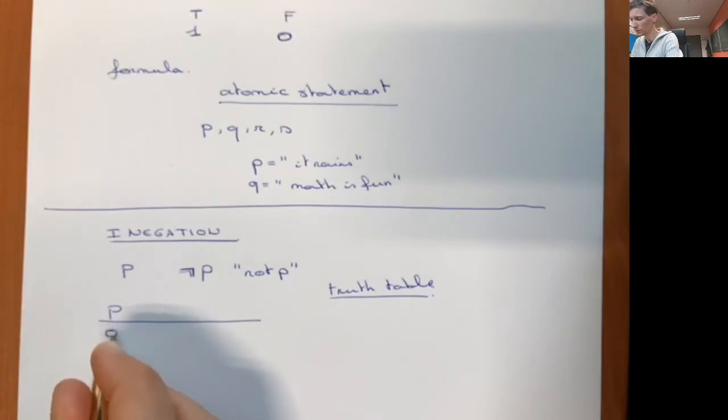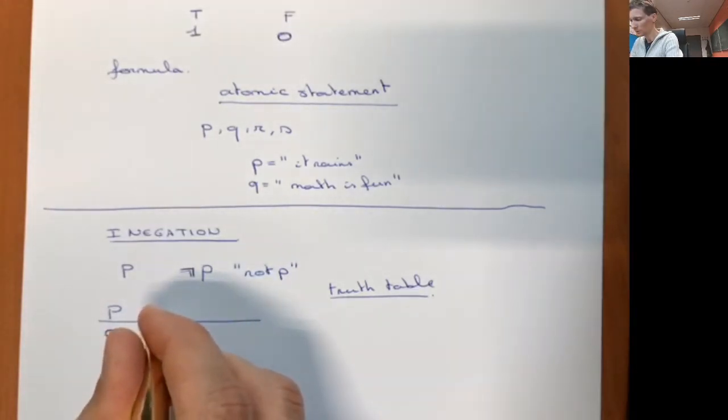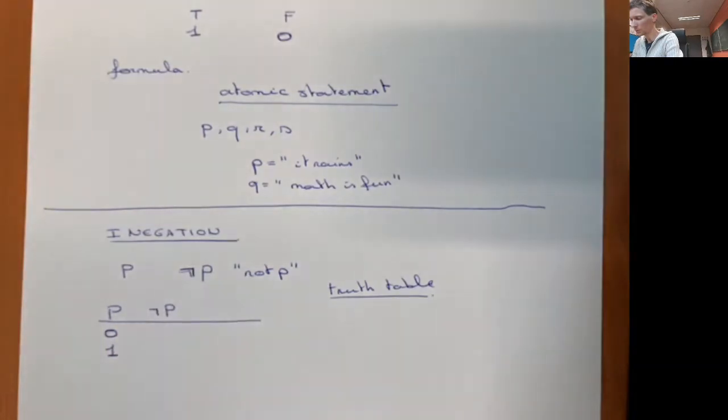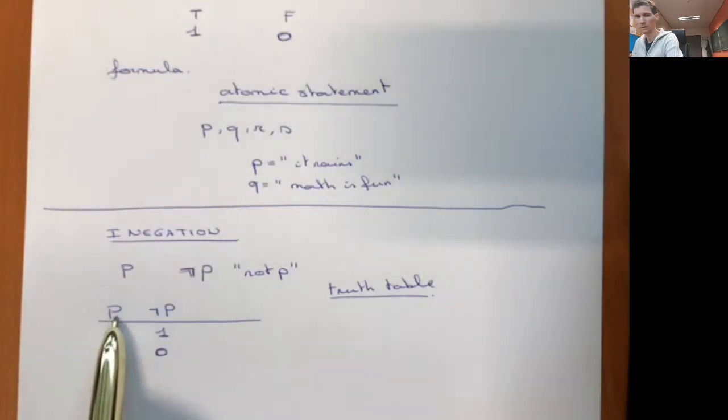So here you have formula P, and P can be either false, which we denote by 0, or it can be true, which we denote by 1. And then next to it we can put the values of not P. So if P is false, then not P will be equal to 1. If P is equal to 1, then not P is equal to 0. So this is how we can get the value of not P from the value of P.